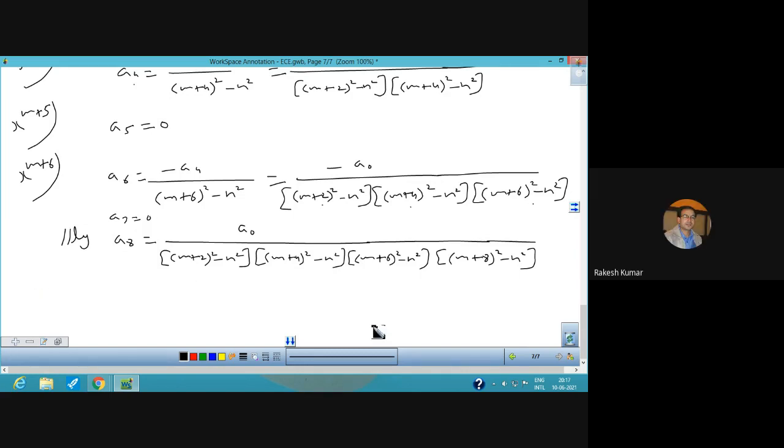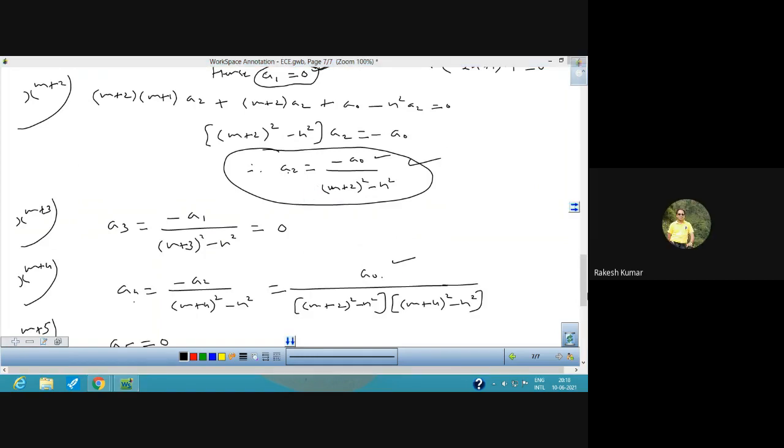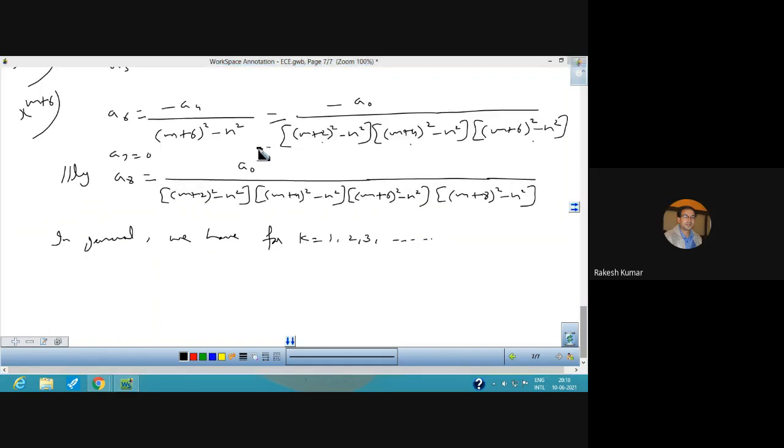So by using this technique we can write down the general term also, and your general term comes out to be, therefore in general, we have, for a is equal to 1, 2, 3. Just see, what is general? You are getting the values: the value of a2 is coming, the value of a4 has come to you, a6 has come and a8 has come.